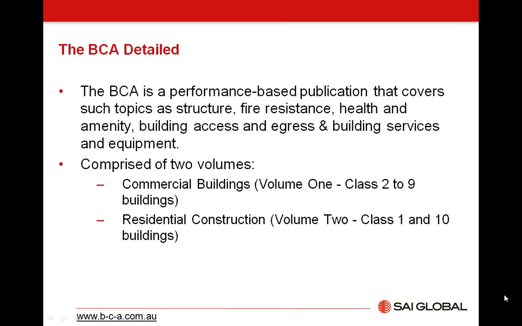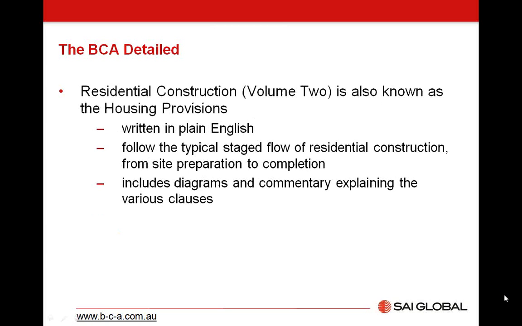A little bit of detail. The BCA is actually a performance-based publication that covers a wide range of topics. It's comprised of 2 volumes, volume 1 being for commercial buildings, so it's class 2 to 9 buildings, and volume 2 being for residential construction, which is for classes 1 and 10 buildings.